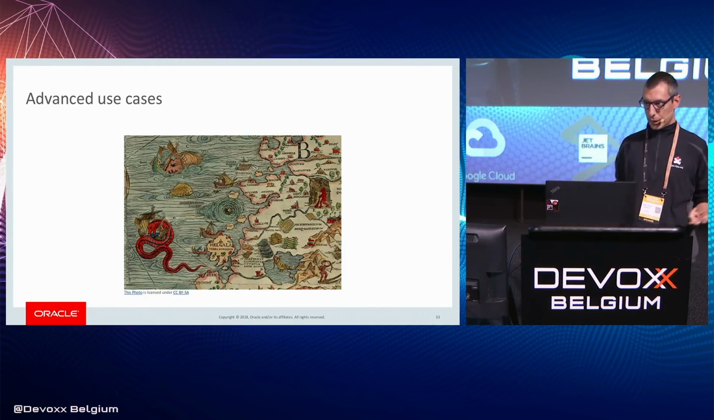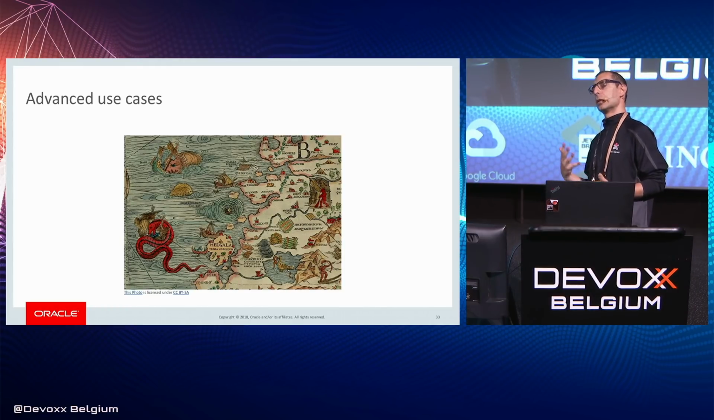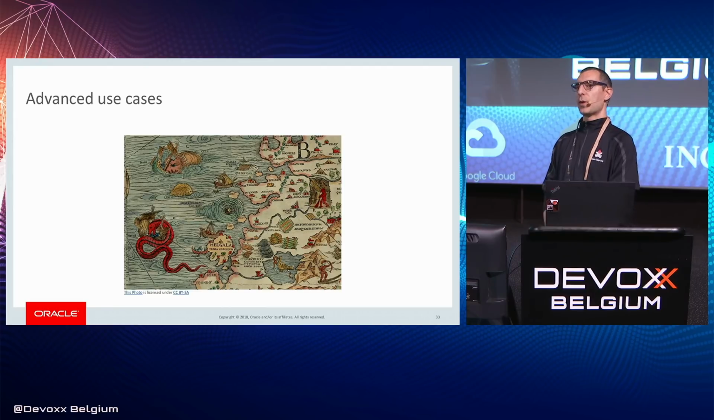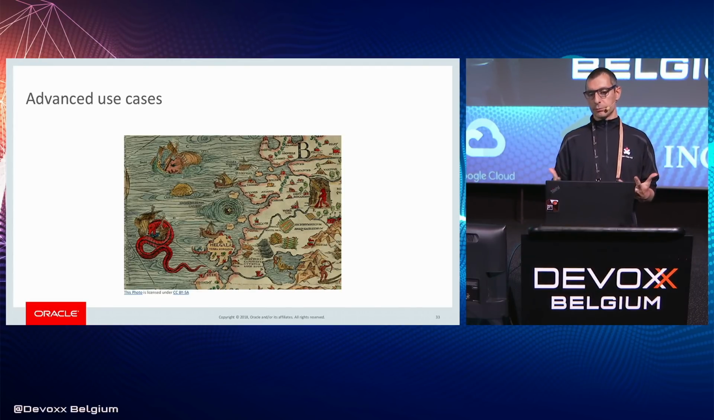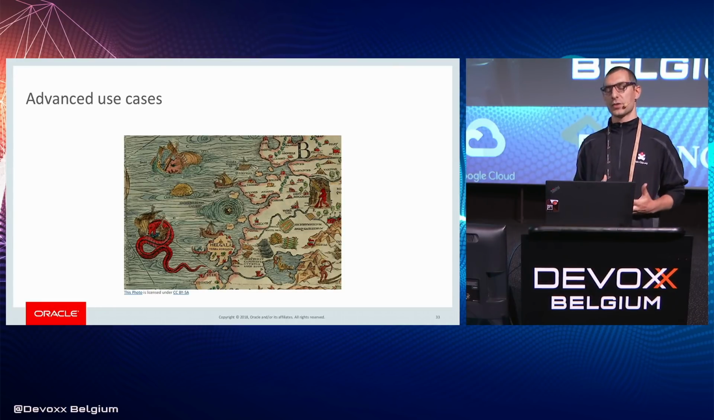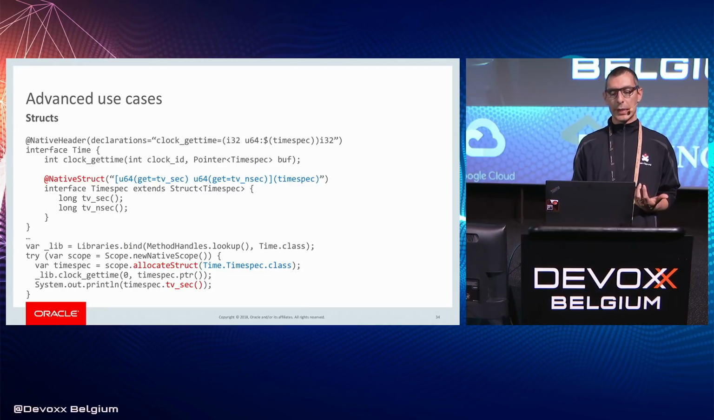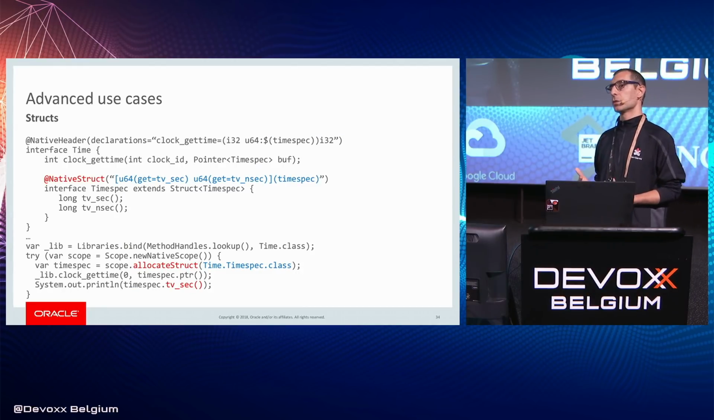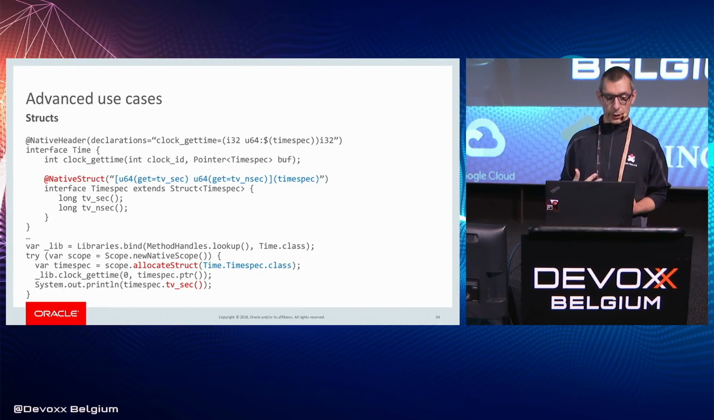Of course, there are more advanced use cases. In native code, you will find things such as structs and callbacks. My goal here is not to show all the gory details about how this stuff is implemented, but I want to give you an idea that even without native methods, we can get all this stuff working.